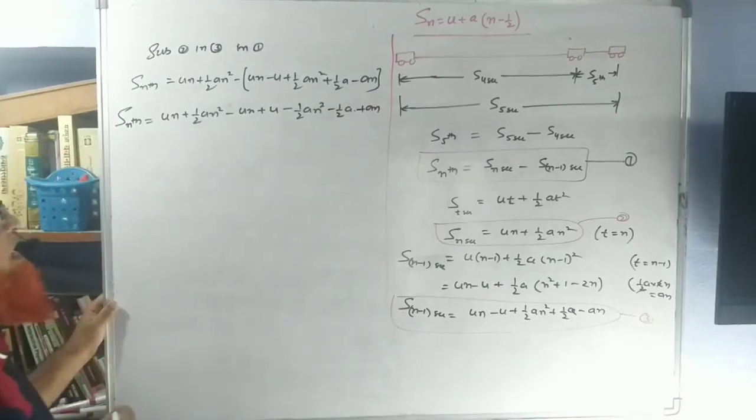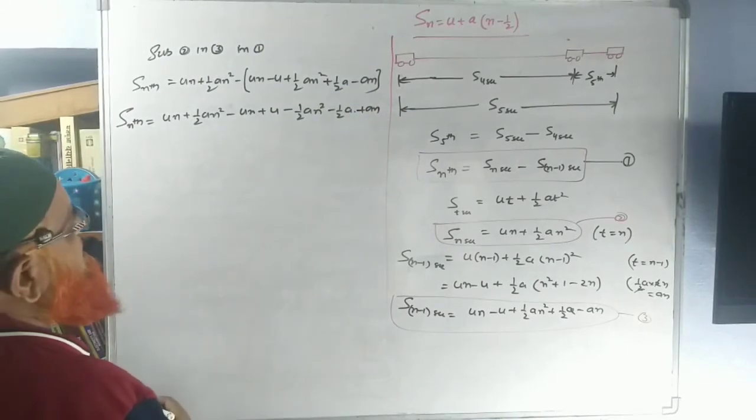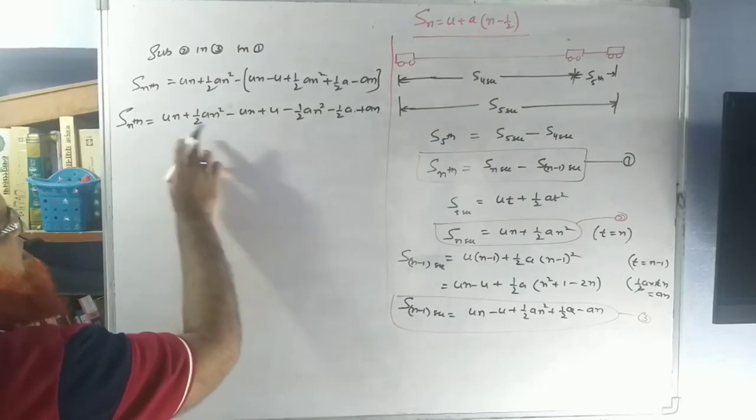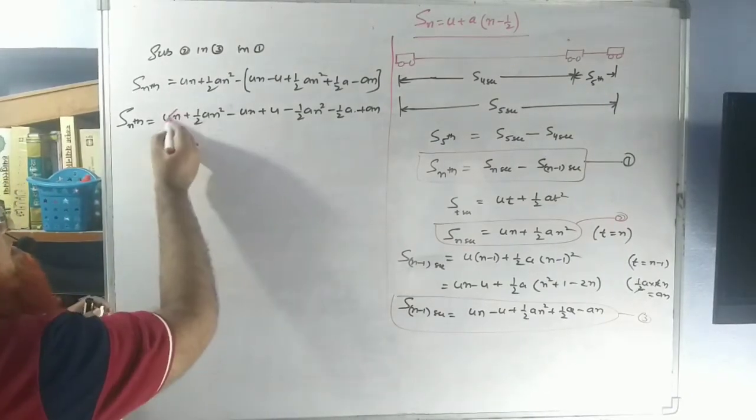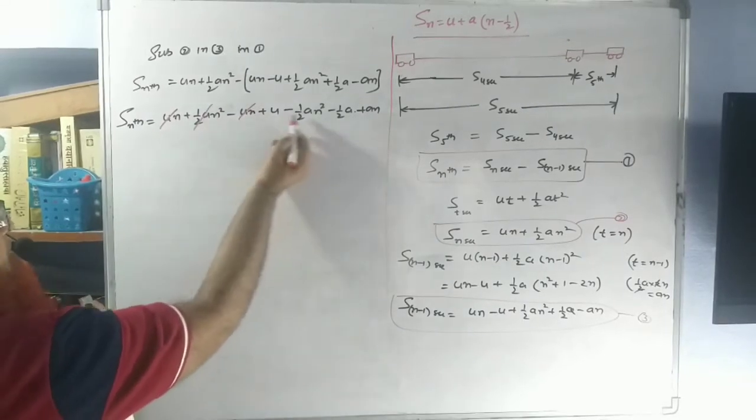So you are getting... So what are you going to do now here? You just do one thing: minus and plus, you need to cancel here. So what are the terms which are to be cancelled? This is plus, this is minus. This is plus and this is minus.